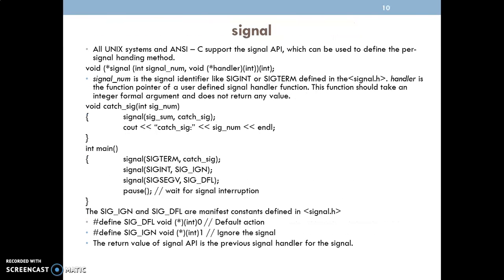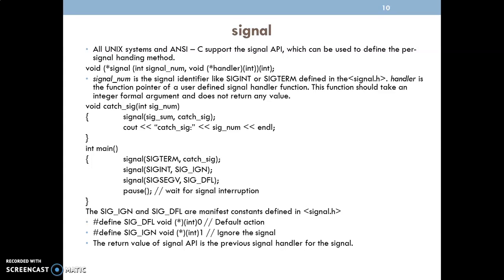One of the APIs we use for handling signals is the signal API. It contains two arguments. One is the name of the signal, and the second one is the handling method. The signal number is a signal identifier like interrupt signal or terminal signal. The handler is a function pointer or a user defined signal handler function. This function takes an integer formal argument and does not return any value. That means the handler also does not return any values.